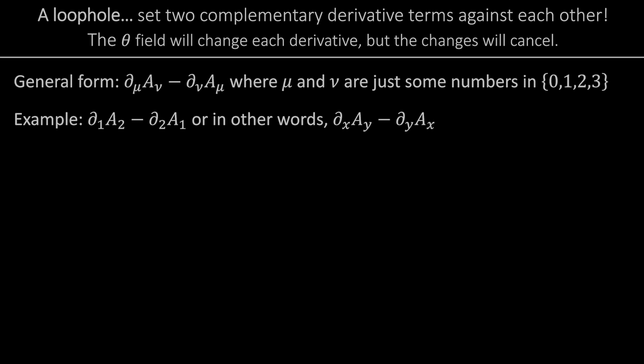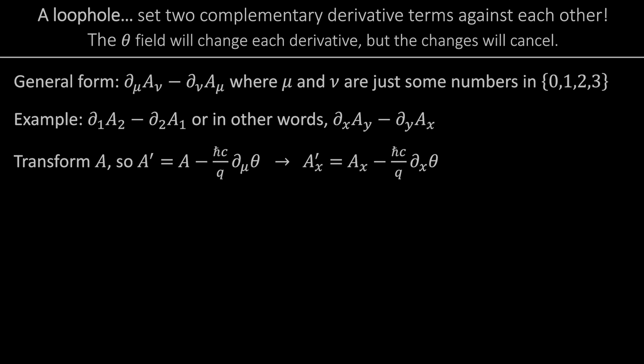Now, if we apply a phase transformation on psi, then A is also going to have to transform, so it's going to pick up that term of negative h bar c over q times the four-gradient of theta. And so therefore, if you want to split that up into components, A_x is going to pick up a term that has to do with the derivative of theta in x, and A_y is going to pick up a term relating to the derivative of theta in y. So now if we evaluate this expression, partial x A prime y minus partial y A prime x, that is the derivative expression applied to the transformed A, we can evaluate both terms.